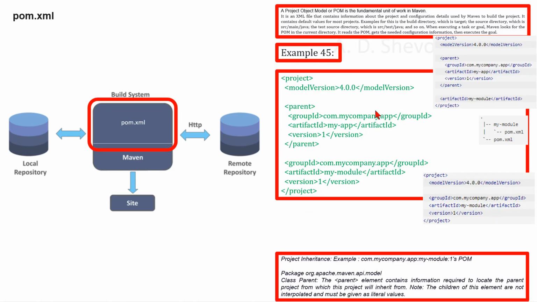We are considering an example in project inheritance. The example: com.mycompany.app:my-module:1 pom. Here, as an example, let us reuse the artifact com.mycompany.app:my-app:1, and let us introduce another artifact, com.mycompany.app:my-module:1. Here, this one, and let us specify their directory structure as the following.